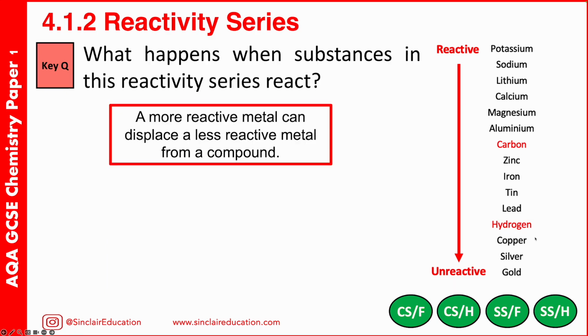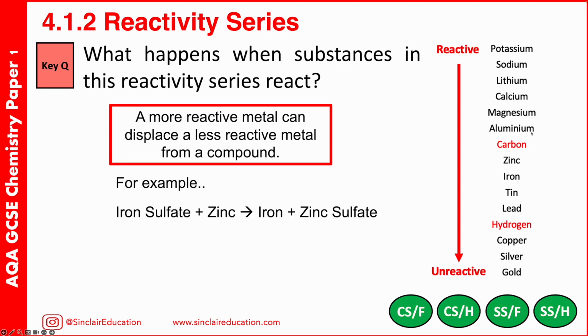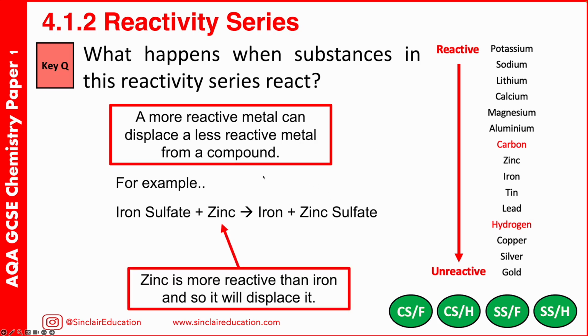So what we tend to find is that we can use this to model displacement reactions, because a more reactive metal can displace and take the place of a less reactive metal from a compound. So for example, if I have iron sulfate, so iron is here, and we add zinc, zinc is slightly more reactive than iron, and so it will take iron's place. The iron has been displaced. And this is all down to the fact that zinc is more reactive than the metal that was in that compound already.